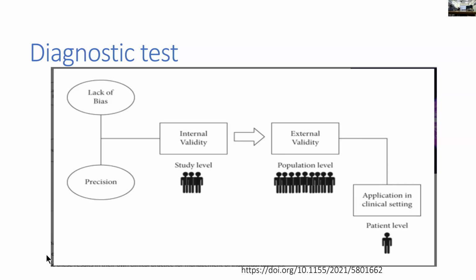In a diagnostic test, when we critically appraise it, what do we look at? We look at two things prominently. Mainly, is it internally valid? If so, then we look at how it applies in the clinical setting, either at a population level or at a patient level. To look at internal validity, we need two things: it should not be biased and it should be precise. These two things make up the internal validity of a diagnostic test.